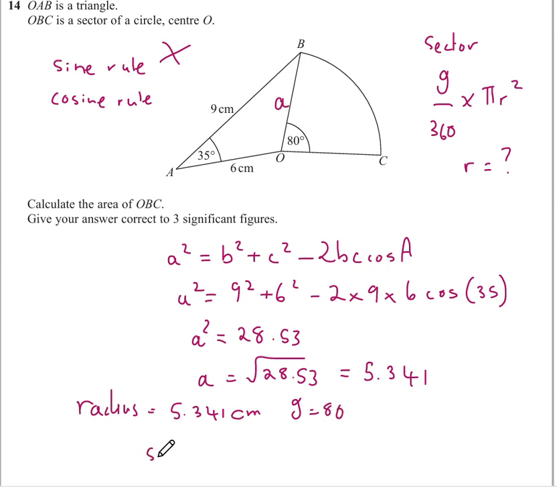I've got my angle is 80. So we pop those into the formula, we're going to have 80 over 360 times pi times 5.341 squared. And that gives me 19.9187, so 19.9, and I round it to 3 significant figures.